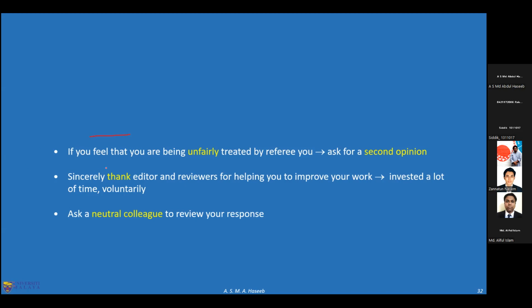In any case, you have to thank all the editors and the reviewers for giving their time, although they may have rejected your paper, but at least they have given their valuable time in considering your paper. So you have to be respectful and thankful to them.